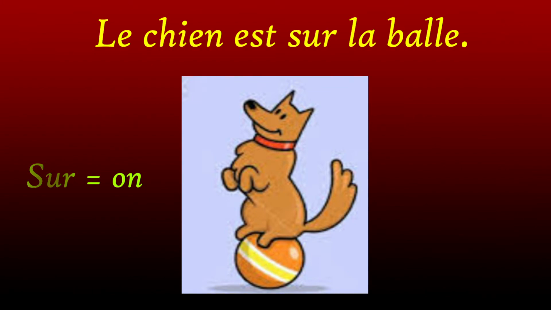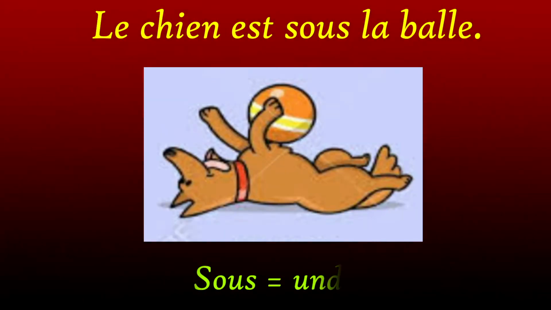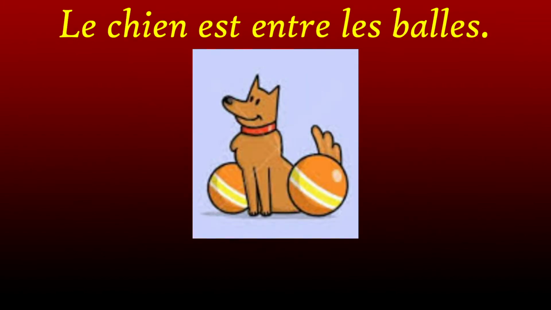Sur. Le chien est sous la balle. Sous, S-O-U-S. Sous, ça veut dire under. Repeat after me. Le chien est sous la balle. Sur means on. Sous means under. Another preposition. Keep writing these contents in your notebook and practice.